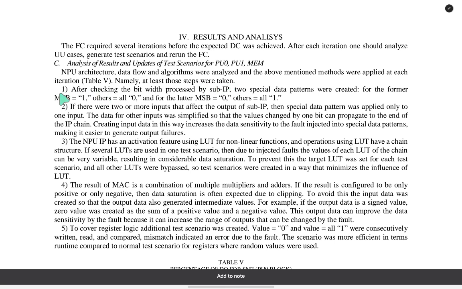1. After checking the bit width processed by the sub-IP, two special data patterns were created: for the former, MSB 1 and others all 0, and for the latter, MSB 0 and others all 1. If there were two or more inputs that affected the output of the sub-IP, the special data patterns were supplied to only one input, and the data on the other inputs were simplified so the value changed by 1 bit can propagate to the end of the IP chain. Creating input data in this way increases the data sensitivity for the fault injected into the special data patterns, making it easier to generate output failures.